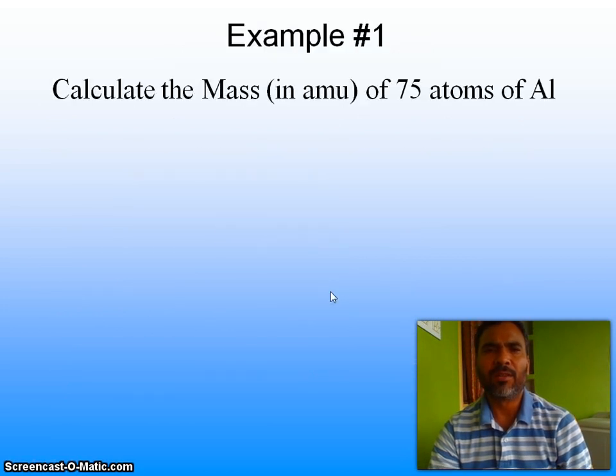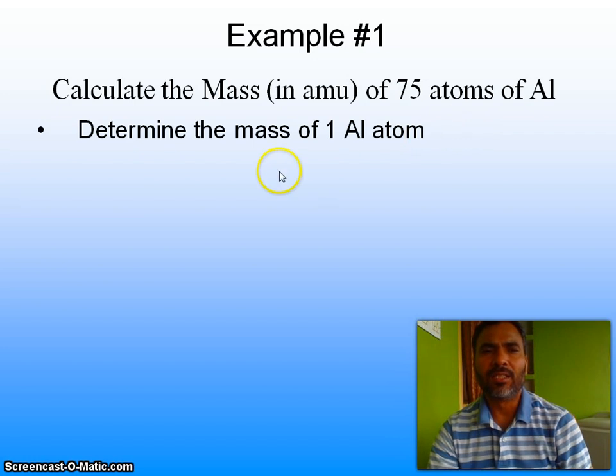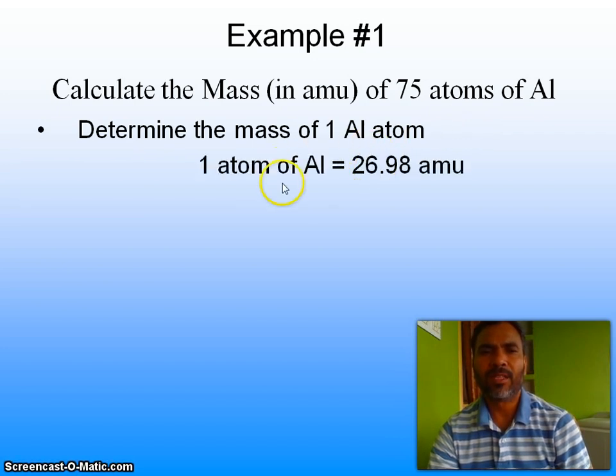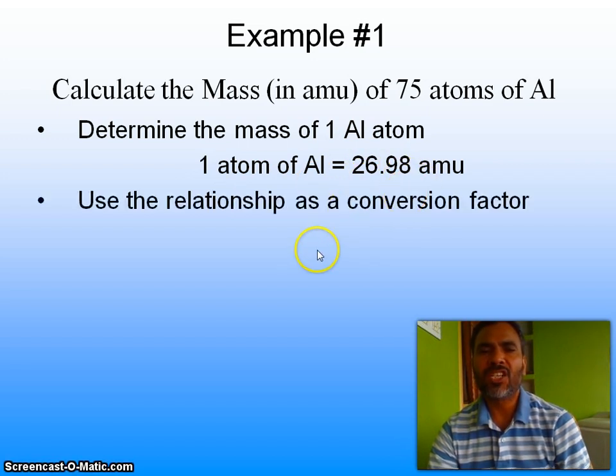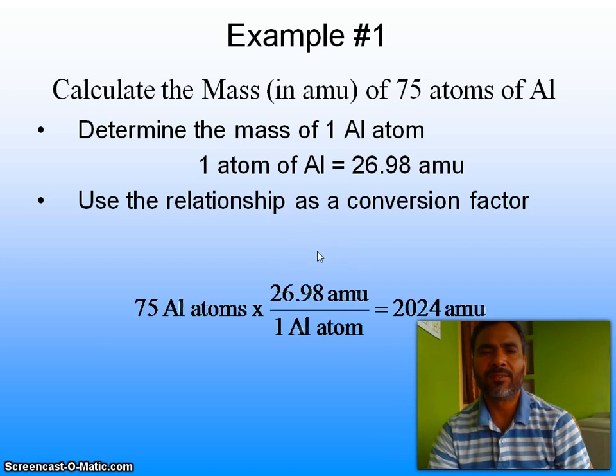Example number 1: calculate the mass in AMU of 75 atoms of aluminum. Determine the mass of 1 aluminum atom. 1 atom of aluminum is equal to 26.98 AMU. Use the relationship as a conversion factor: 75 aluminum atoms times 26.98 AMU per 1 aluminum atom, so the atom will cancel out. You will get the answer in AMU.